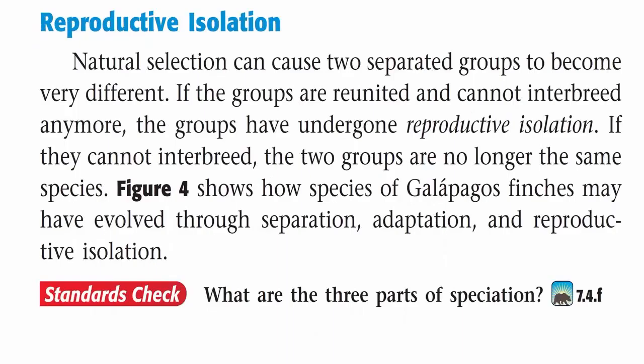Reproductive isolation. Natural selection can cause two separated groups to become very different. If the groups are reunited and cannot interbreed anymore, the groups have undergone reproductive isolation. If they cannot interbreed, the two groups are no longer the same species. Figure 4 shows how species of Galápagos finches may have evolved through separation, adaptation, and reproductive isolation.